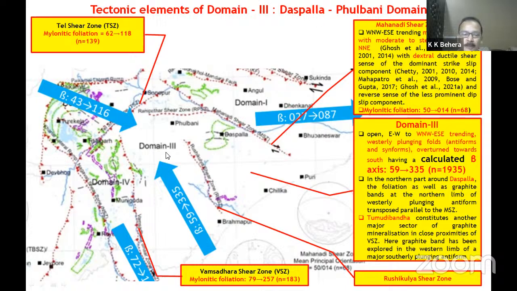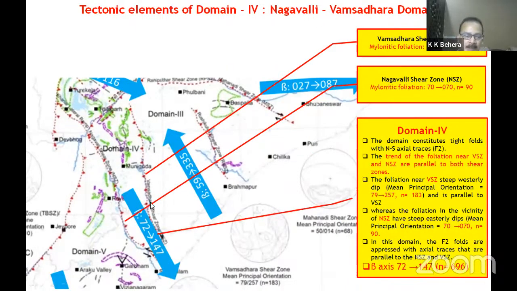It is another domain, domain 4. It is lying west of our Vamsadhara shear zone and east of the Nagavali shear zone. In this part, 696 data we have taken. It is showing a fold axis of 72 degrees towards 147. These are southeasterly plunging folds in this part.